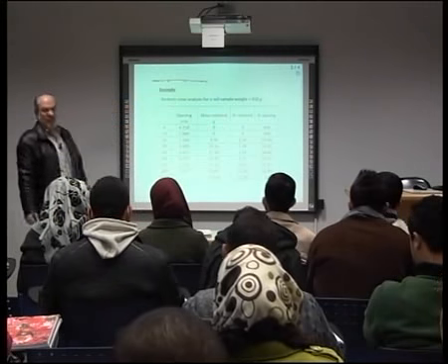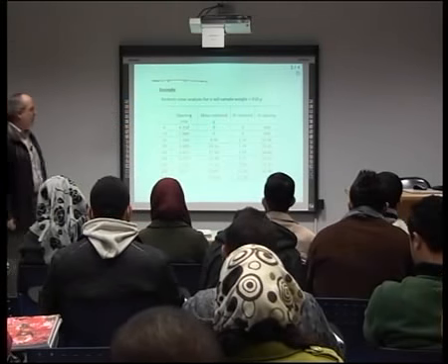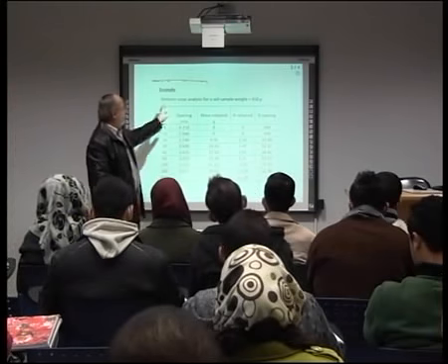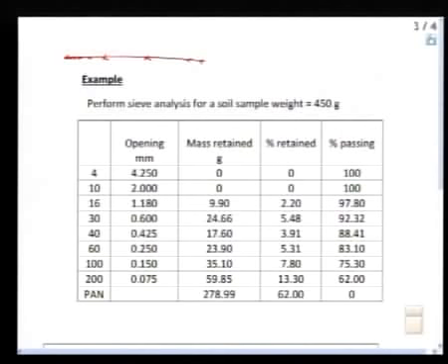Let us have an example. Perform sieve analysis for a soil sample weighing 450 grams. Okay? I brought a soil sample, 450 grams. I put them in the sieves: number 4, 10, 16, 30, 40, 60, 100, 200, and the pan. I don't believe that this is a good distribution, but okay, this is what we have. I put the 450 grams on the sieves.